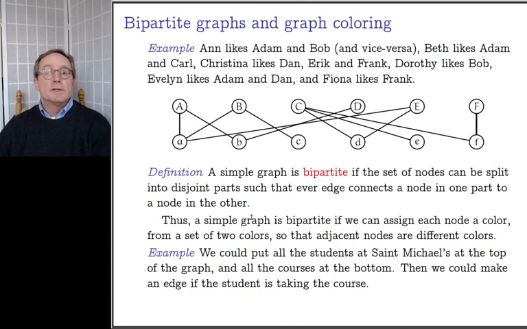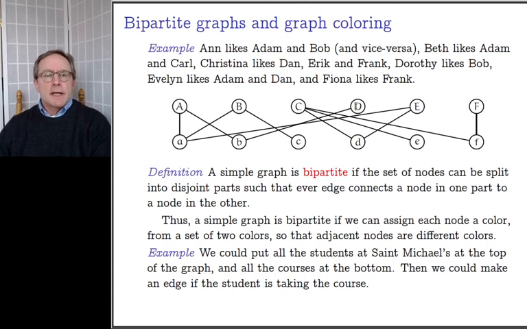So a simple graph is bipartite if we can assign each node a color, red or blue, from a set of two colors, so that adjacent nodes are different colors. So C and B would be different colors, B and D would be different colors, etc.